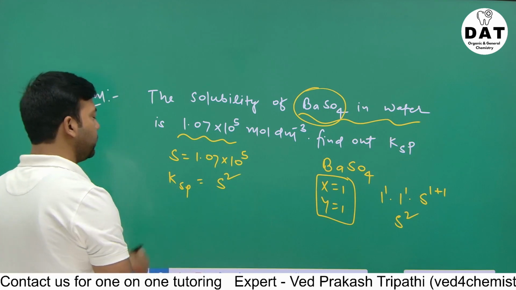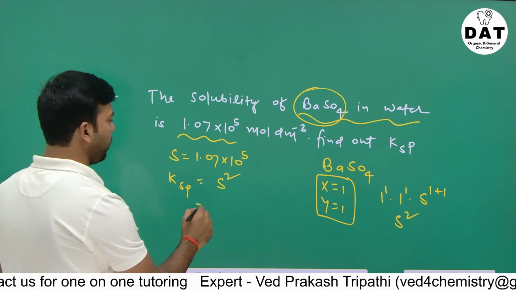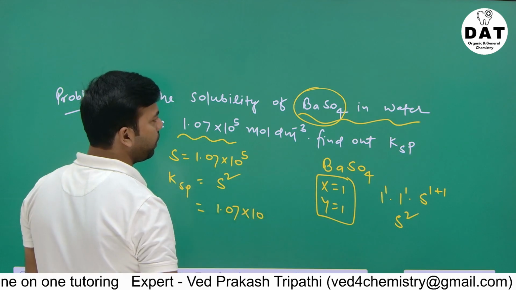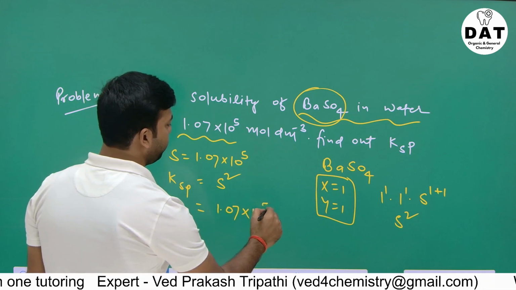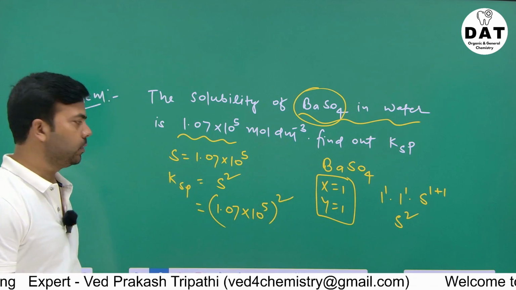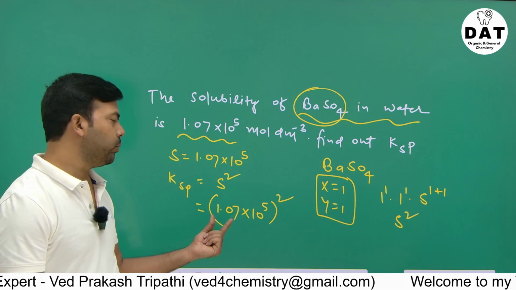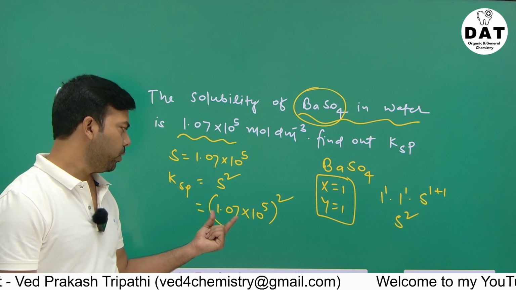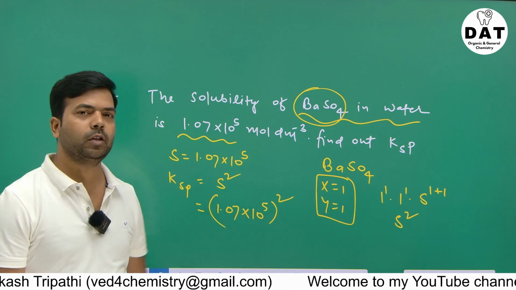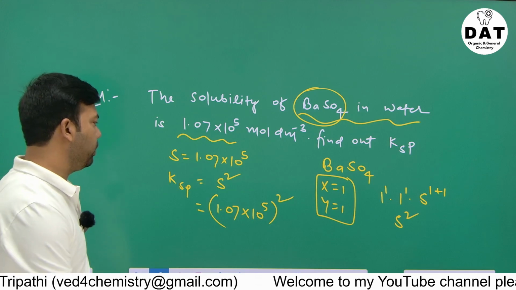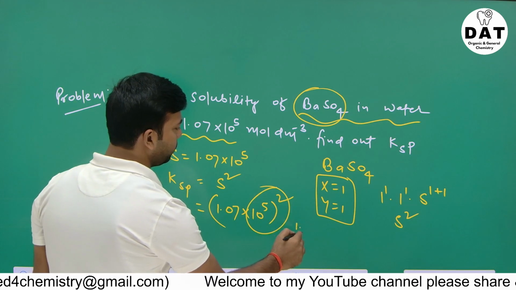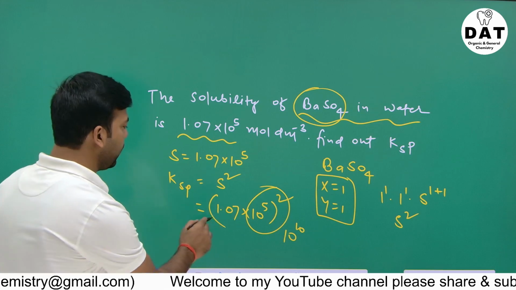So now it's quite simple. You have to just square this. So 1.07 into 10 to the power 5, squared. Clear? So this is somewhere around 1.14, and 10 to the power 5 squared will be 10 to the power 10. And you can calculate its square.